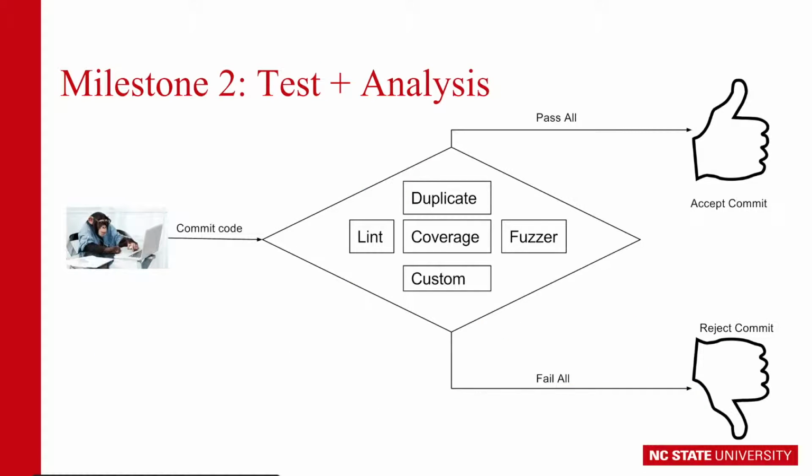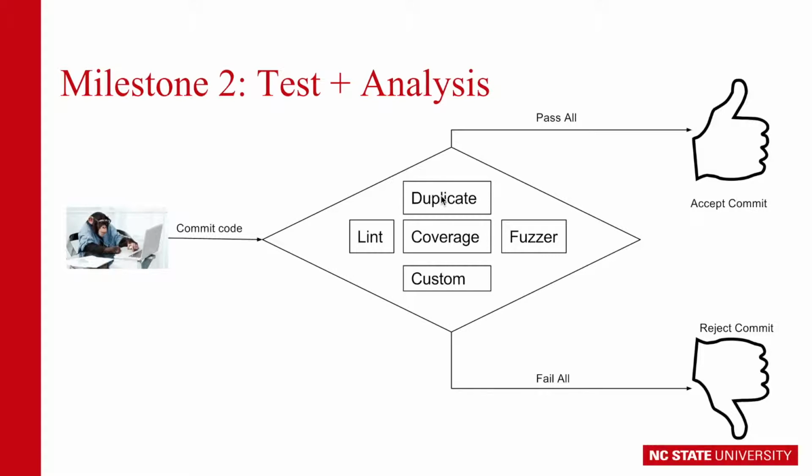In milestone 1, we explored how to build a server. In milestone 2, we extended and analyzed how to test and analyze a commit. So every time a user commits, a set of basic tests are run to accept or reject the commit. First, the lint check is run to see if it complies with the standards.